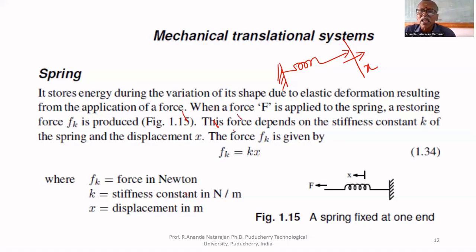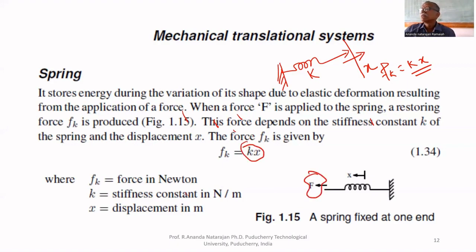The spring constant is k. Therefore, the reaction force by the spring is Fk equal to Kx. The opposite force developed by the spring is Kx. If it doesn't generate that opposite force, the spring will move. You understand that? So the reaction force is Kx.